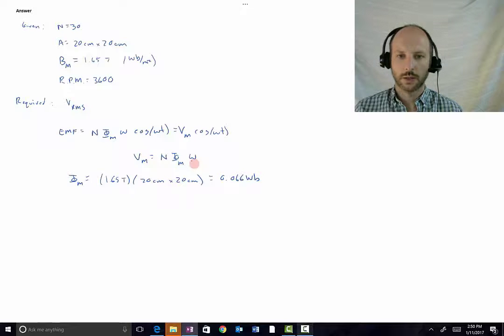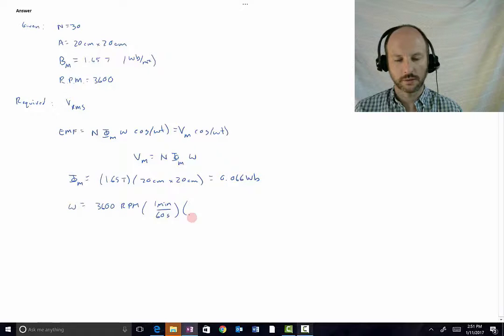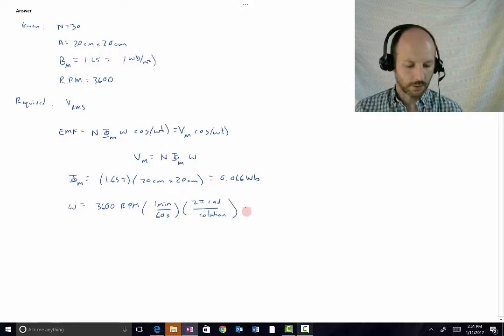Next, we need to know omega. We weren't given angular rate of rotation. We were given RPMs, which is 1 rotation per minute, or 3,600 rotations per minute. So we need to convert from RPM over into radians per second. To do that, first I'm going to convert the minutes to seconds. So 1 minute is 60 seconds. And then you have to know that a full rotation is 2 pi radians. So just remember there are 2 pi radians in a circle. You learned that a long time ago. So there we go, 2 pi radians per rotation. Multiply all of that out and you are going to get 120 pi radians.